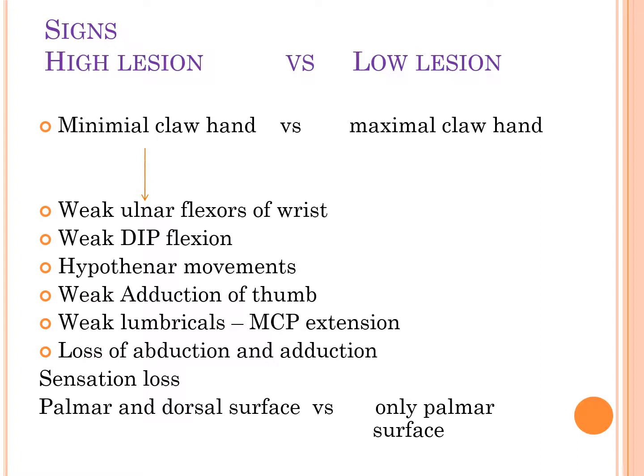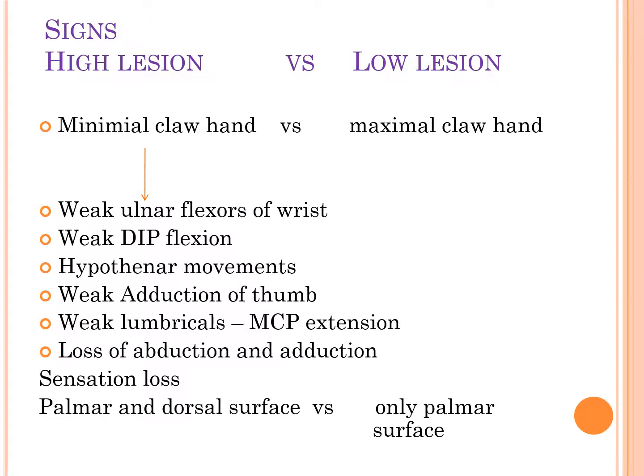All the other intrinsic muscles, like the palmar and dorsal interossei, which help with the adduction and abduction, will be affected. The hypothenar muscles allowing the flexion, abduction, and the opposition of the little finger will be affected, as well as adduction of the thumb by the adductor pollicis. The lumbricals still remain affected. Hence, there will be a metacarpophalangeal joint extension.